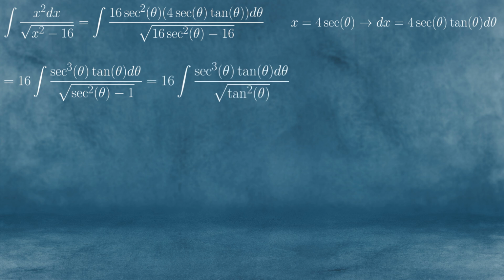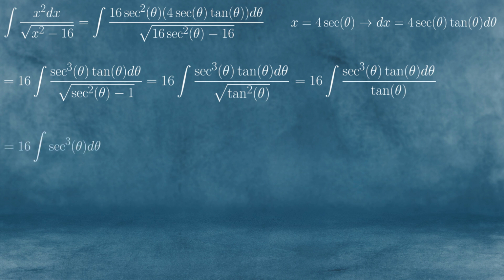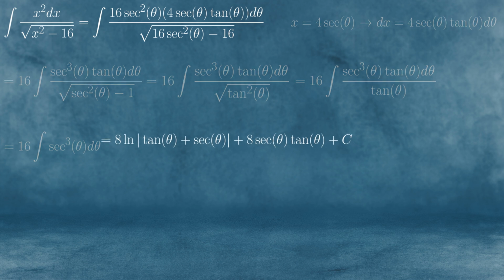Now, if we simplify the previous expression, we get 16 times the integral of secant cubed of theta times tangent of theta d theta divided by tangent of theta, which is equal to 16 times the integral of secant cubed of theta d theta. And such an integral, which can be solved by applying integration by parts, is equal to 8 times the natural logarithm of the absolute value of tangent of theta plus secant of theta plus 8 times secant of theta tangent of theta plus c.